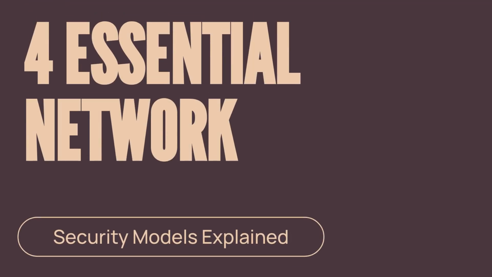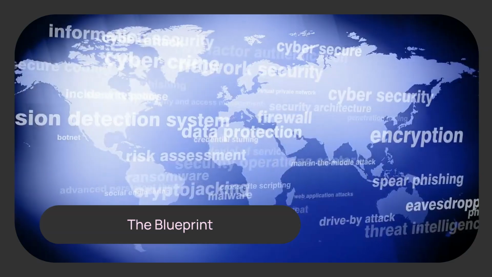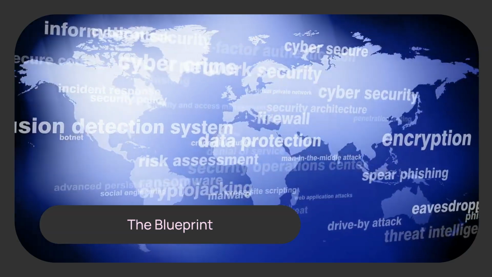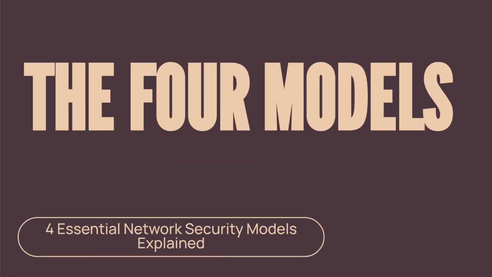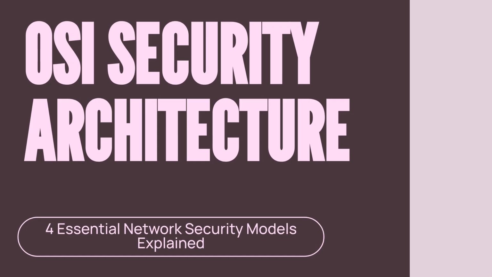Welcome. In this video, we will explore 4 essential network security models that guide how we protect digital assets. Just as architects use blueprints to build a house, network security requires models to ensure nothing is missed in protecting your systems. We'll be diving into the OSI Security Architecture, the CIA Triad, Zero Trust Security, and the Defense In-Depth Model.